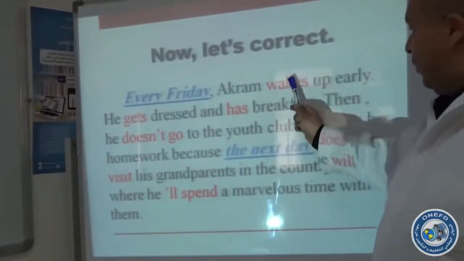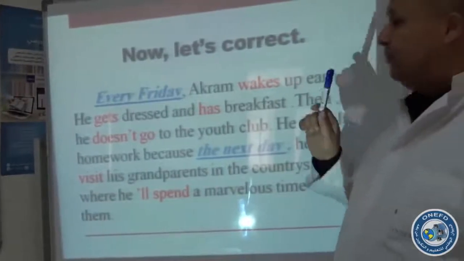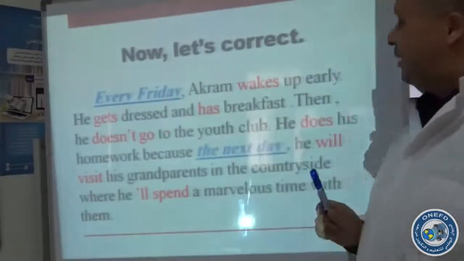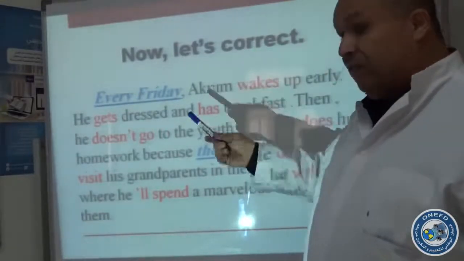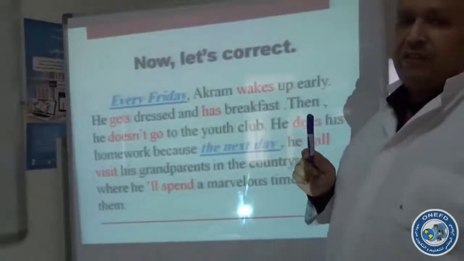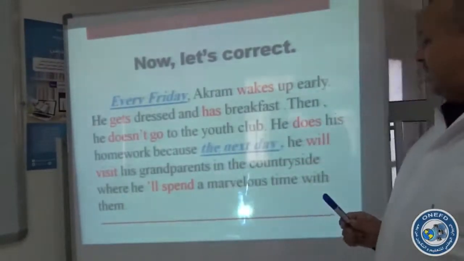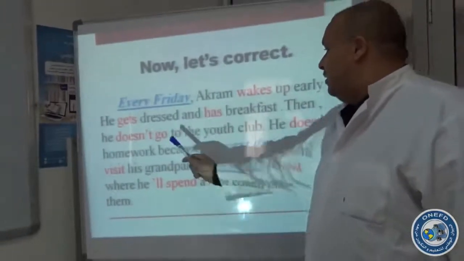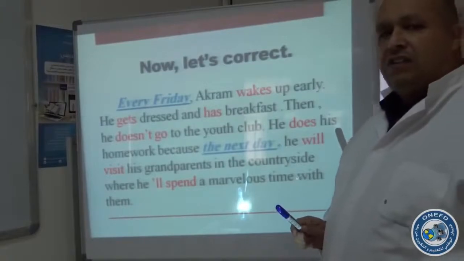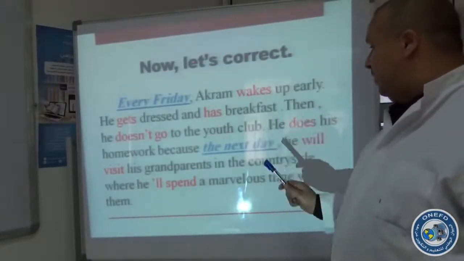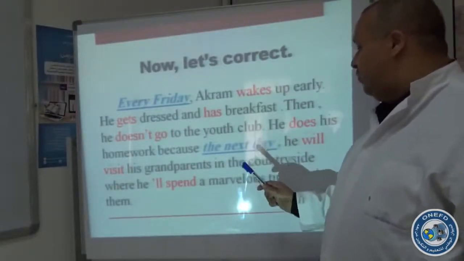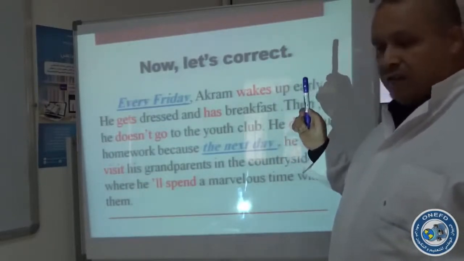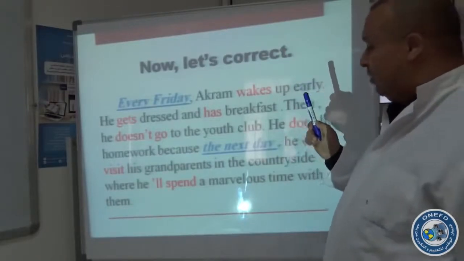Why? In order to correct the verb, you try to find a time indicator in the text. If we read the text again, we'll find that every Friday is a time indicator that indicates, of course, what tense? The simple present. However, we have here the next day that indicates the future simple. That's why the verbs wakes, gets, has, does not go, and does are conjugated in the present simple. The verbs visit and spend are conjugated in the future. So, to conjugate the verb, you should look for a time indicator. If you cannot find a time indicator, you try to imagine it.